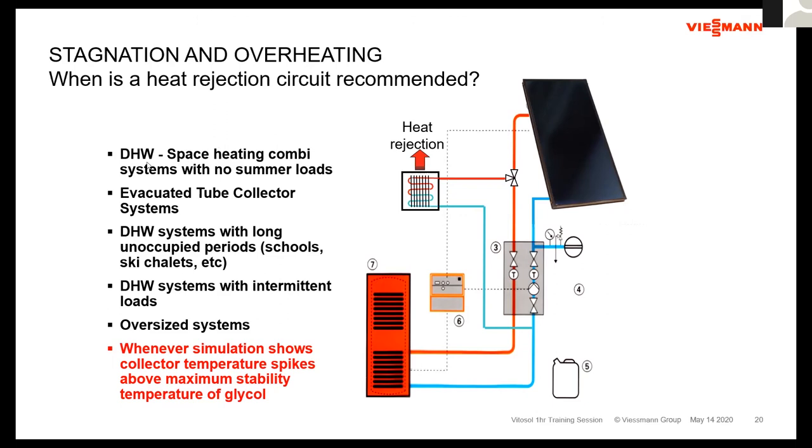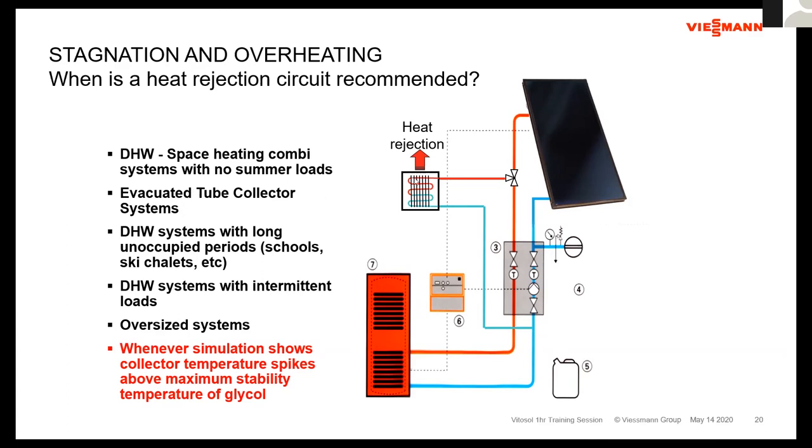But in the summertime, we don't have enough domestic hot water load to utilize all that. So that's where the heat rejection would come into play here. Evacuated tube systems, their temperatures can get really out of hand. And depending on the type of systems we've experienced here, if you have some flow issues in evacuated tube systems, they're just punishing. So you've really got to engineer those systems correctly.